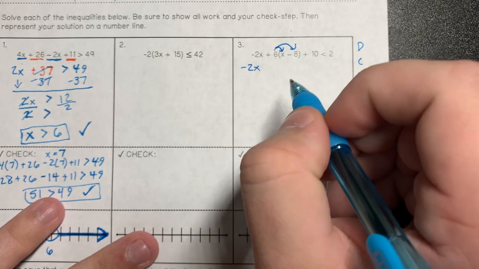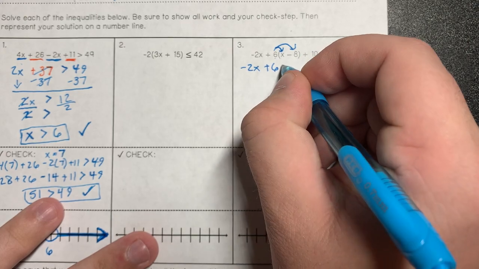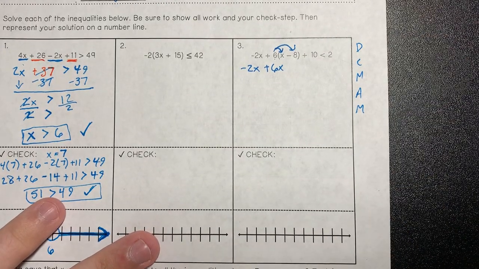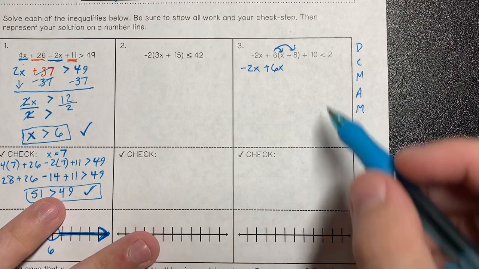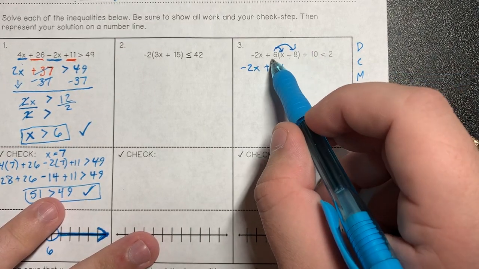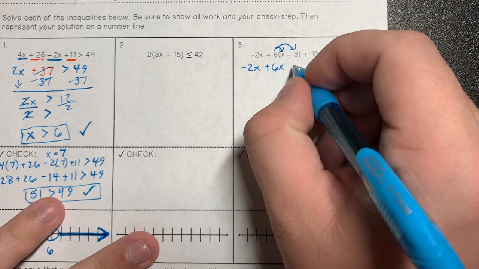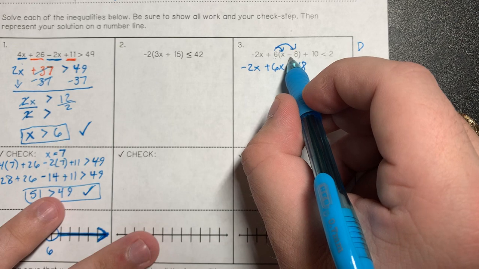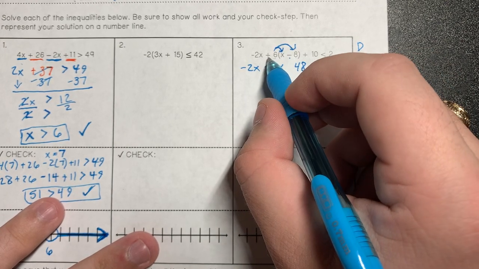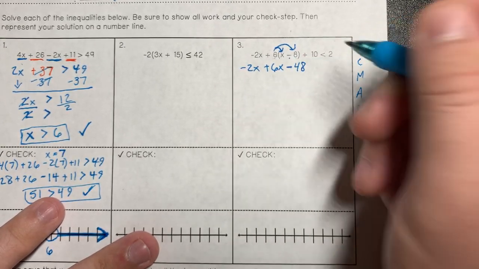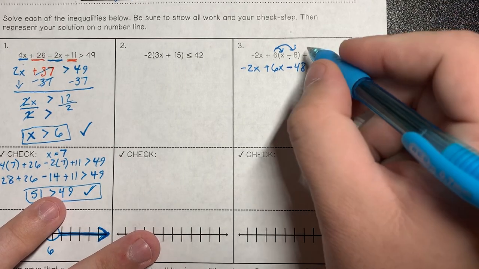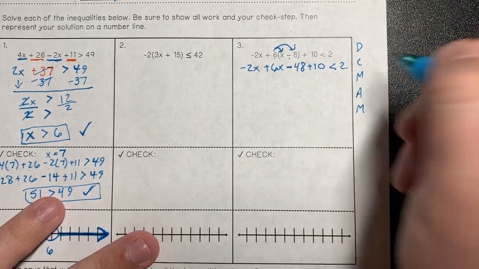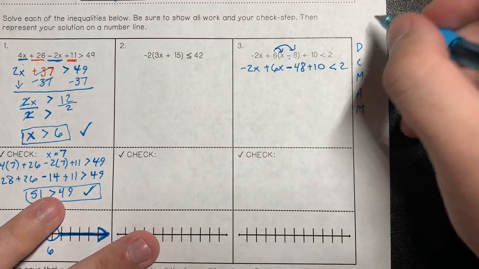Well, what is 6 times x? That's going to give me a positive 6x. And then what is 6 times negative 8? All right. So if I do a positive times a negative, well, I know 6 times 8, that's going to give me 48. But because I'm doing a positive times a negative, anytime you multiply a positive and a negative, it's always going to be a negative. So it's minus 48. And then again, I didn't do anything to that 10 or that less than 2. Okay. So now I have finished this.